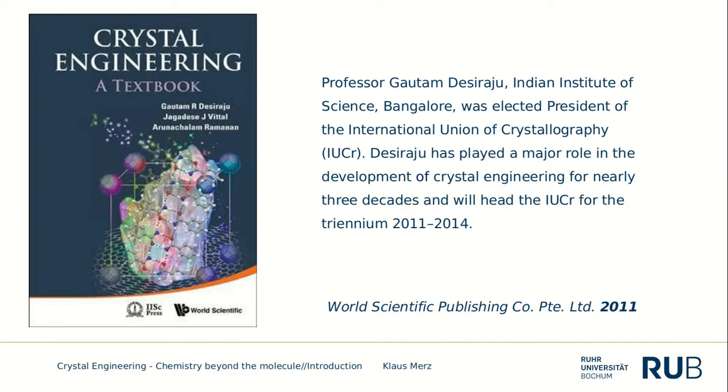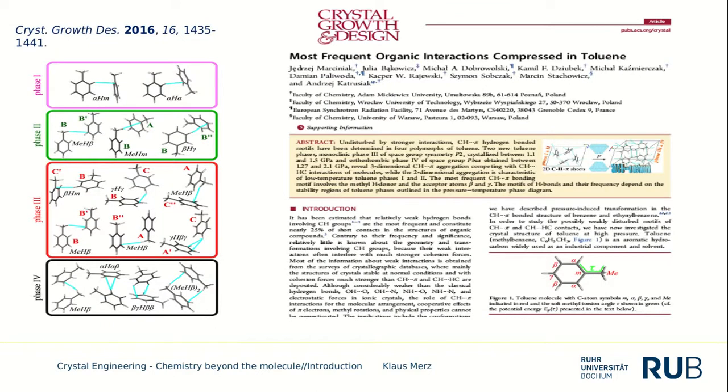Now, here is a special, typical contribution in this crystal engineering journal, Crystal Growth & Design. The title: Most Frequent Organic Interactions Compressed in Toluene. So what have they done? They investigated the crystal packing of toluene depending on different pressure, and they found 4 different crystal packings depending on the pressure.